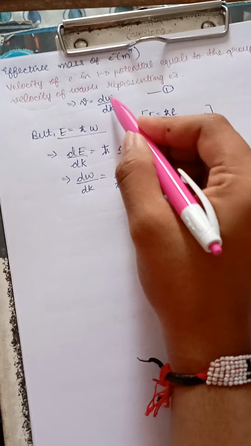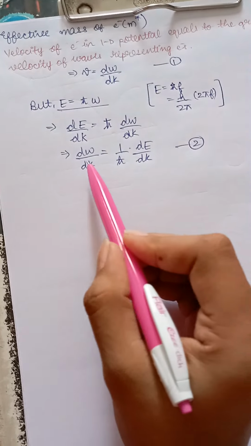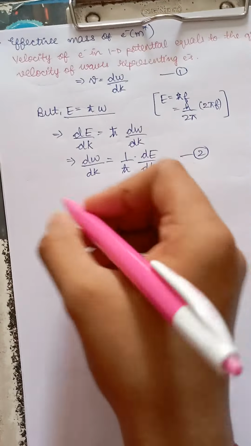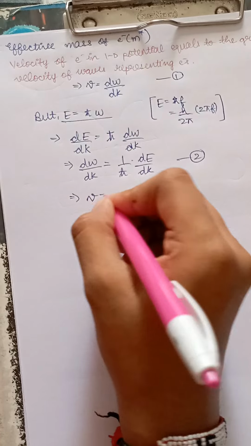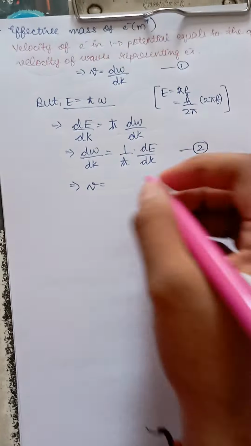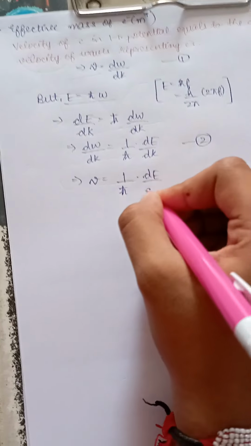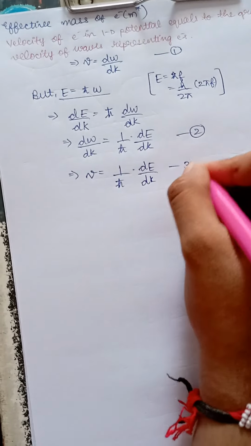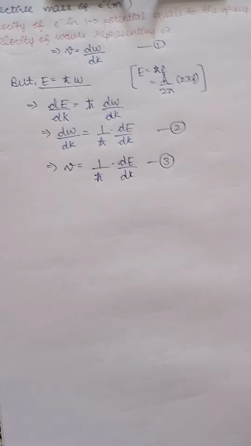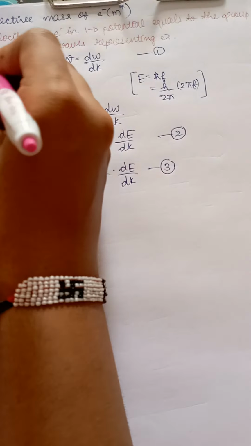Now you can see the RHS of the first term is equal to the LHS of this term, so we can compare both the terms. So we can write V is equal to 1 by ħ into dE/dk. This is our third equation. So this was the first part of this derivation.